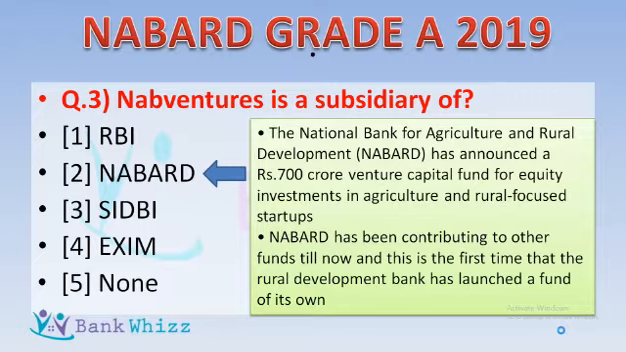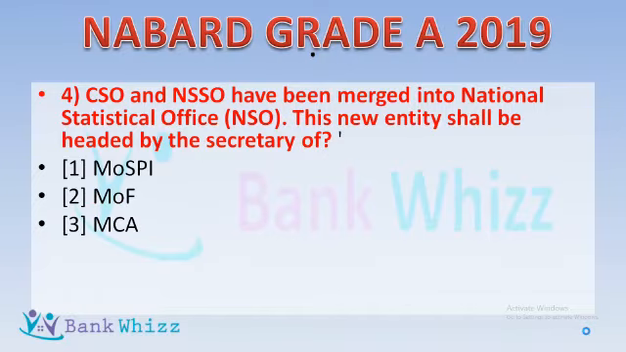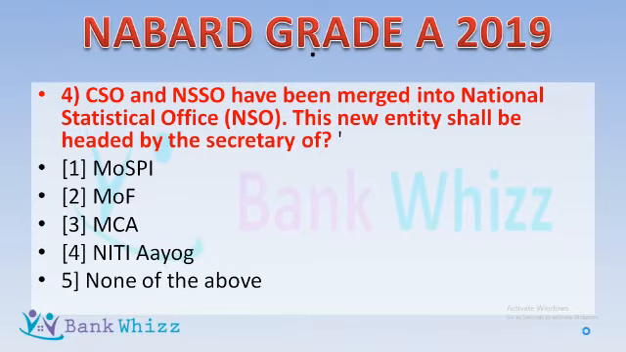Hope you have got something detailed about this question. NABARD Ventures, it is a subsidiary of NABARD. Well, let us switch to the question number 4. CSO and NSSO have been merged into National Statistical Office (NSO). This new entity shall be headed by the Secretary of Ministry of Statistics and Program Implementation, Ministry of Finance, Ministry of Corporate Affairs, NITI Aayog, or none of the above? The answer is Ministry of Statistics and Program Implementation.